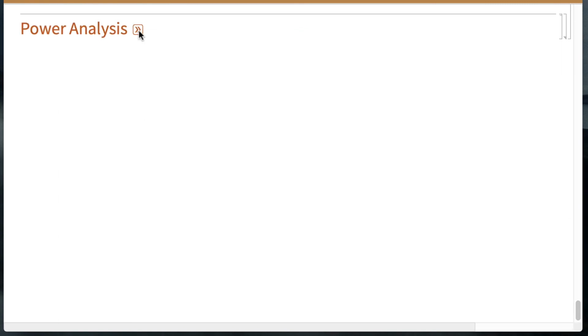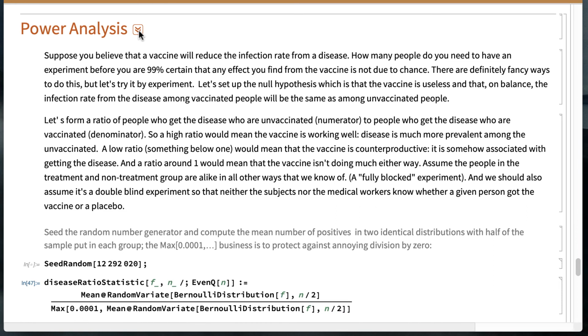Let's actually put this learning into practice and do an experiment here. Supposing we've got a vaccine that we think will reduce the infection rate from a disease. And we're concerned, though, about how many people we need to test this vaccine on before we can really say that it's working, because it's not costless to run the test. And we want to be pretty certain. Maybe we want to be 99% certain that whatever effect we find is not due to chance.